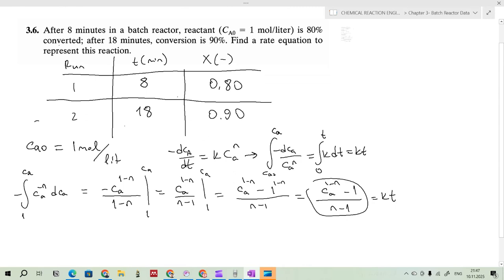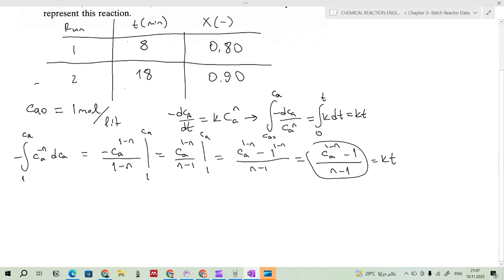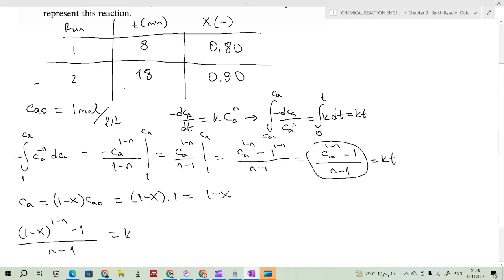We need to implement the conditions for this equation in order to find the unknowns. The good thing that we can do here is converting concentration to x, because we know x. So instead of Ca, we can put 1 minus x multiplied by Ca naught, and we know that Ca naught is equal to 1. So it is just 1 minus x. Rearranging the equation, we have (1 minus x) to the power 1 minus n, minus 1, over n minus 1, is equal to kt.